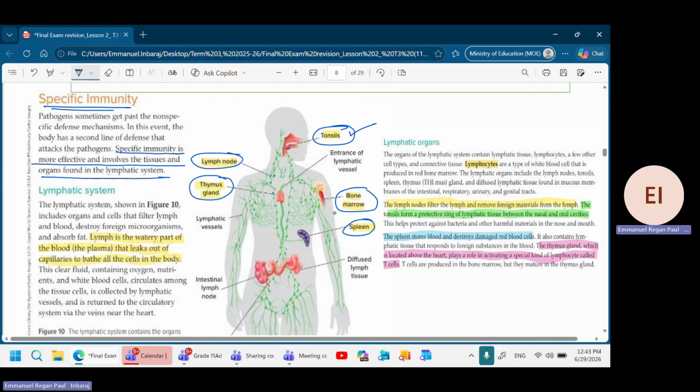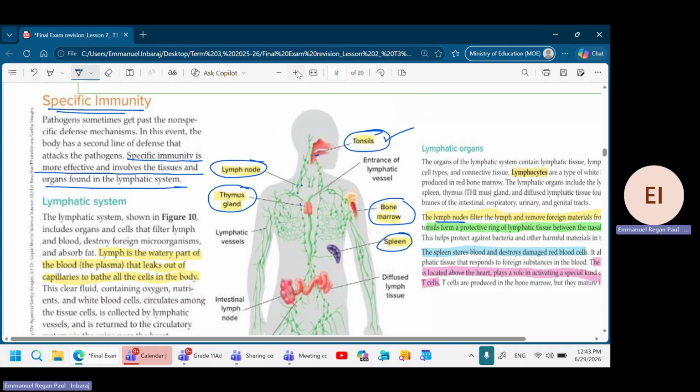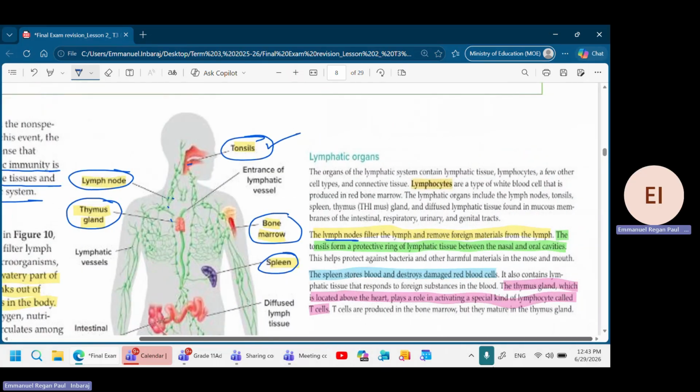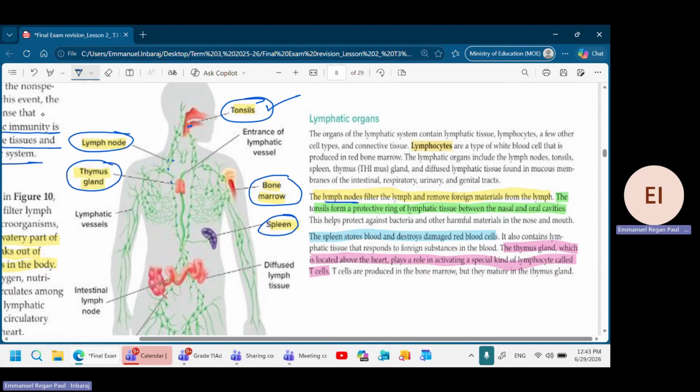Okay, now let's see what the functions of them are. Let's see the lymph nodes first. This is very, very important, my dear. You get 2 questions from here. It's easy. You can memorize it easily. What is the function of lymph nodes? Lymph nodes filter the lymph and remove foreign material from the lymph. Easy. They filter the lymph and remove the foreign material from the lymph.